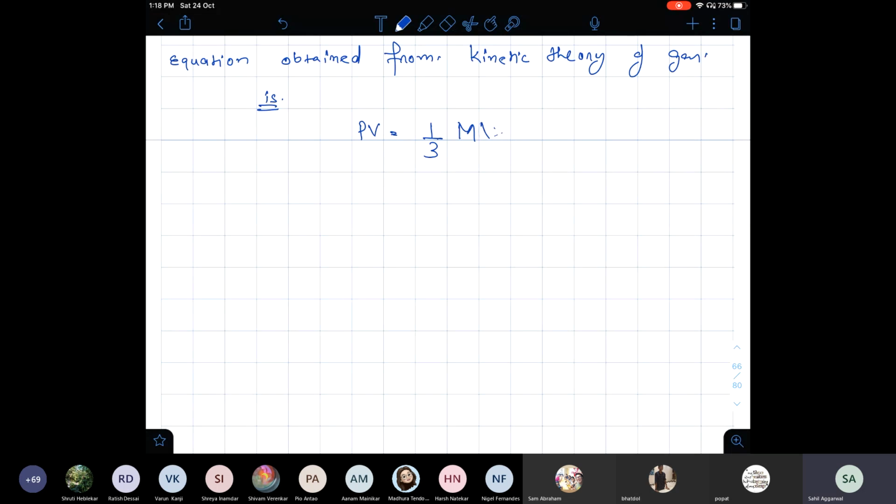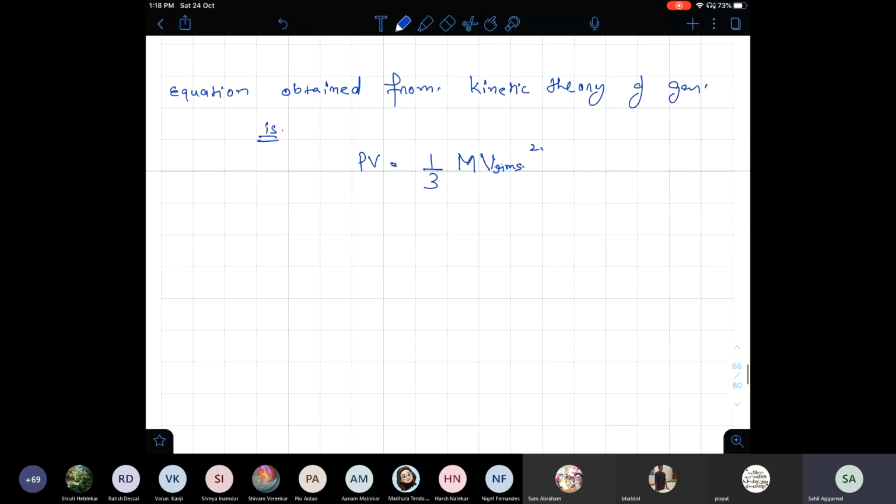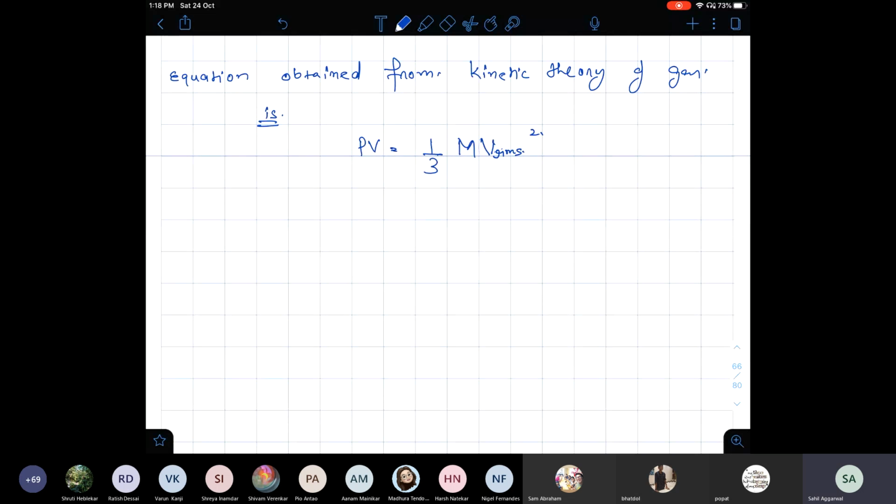Okay, it is a different type of velocity. You just write V RMS first. This is velocity, this is the volume of the container, or you can say volume of gas. This is the equation we are getting from the kinetic theory of gas. Understood?